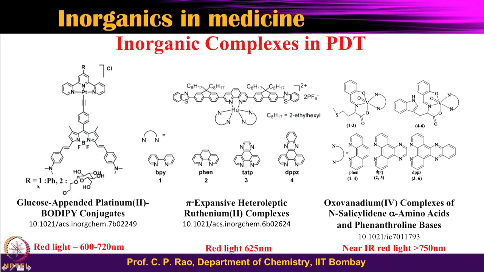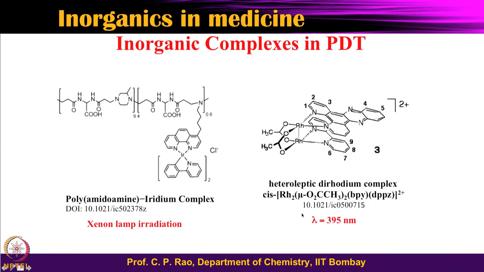But you can also put different kinds of molecules and make it more diverse as the drug. So, this particular molecule works around 600 to 720. This molecule needs to be excited around 625, and this molecule needs to be excited around 750. So, all of these are visible to near IR. Therefore, you are looking for visible to near IR.